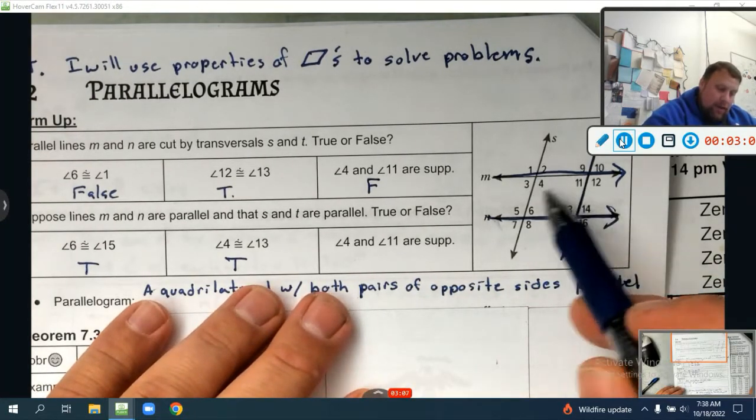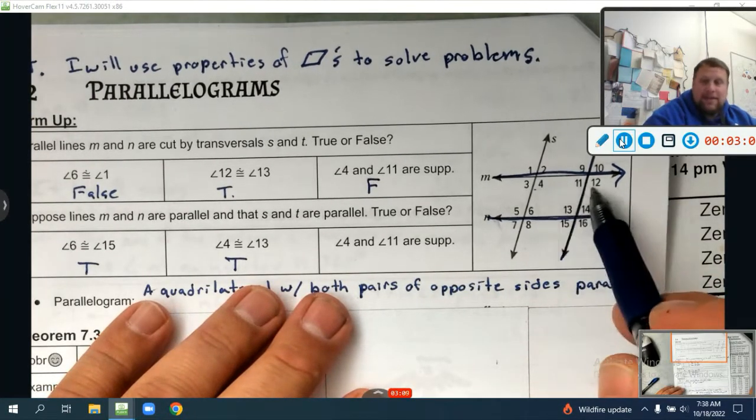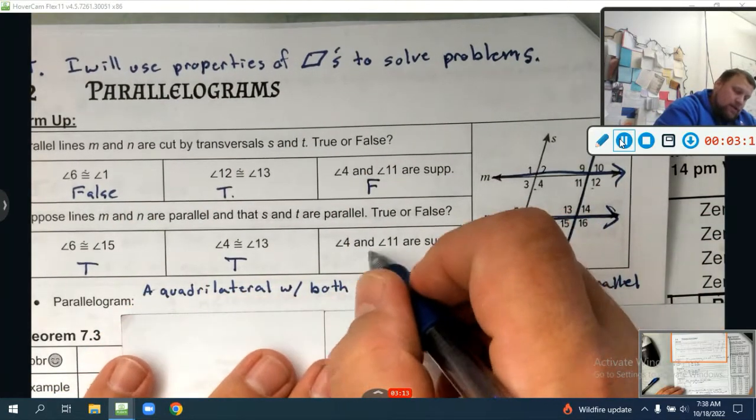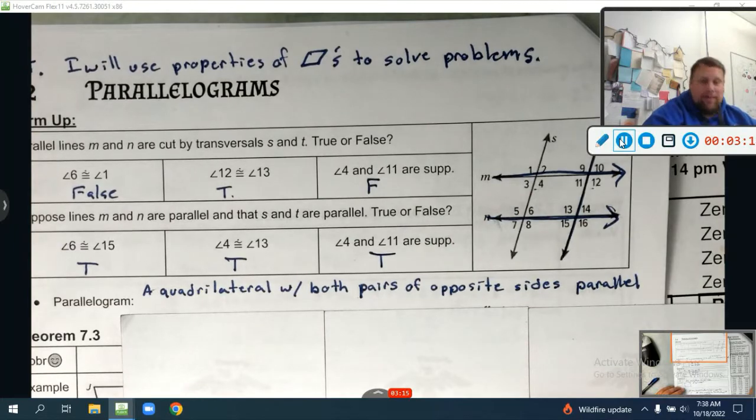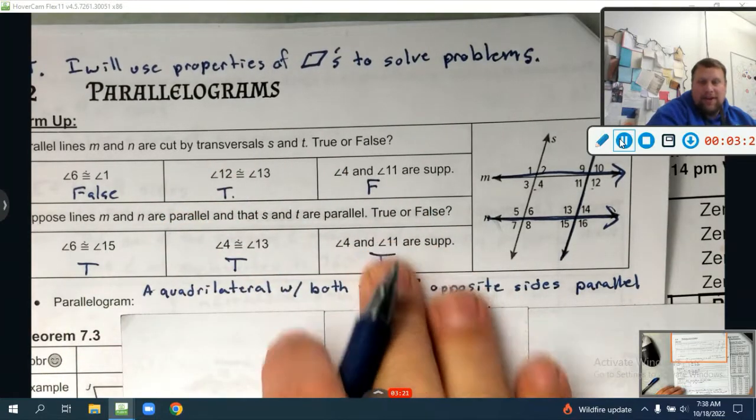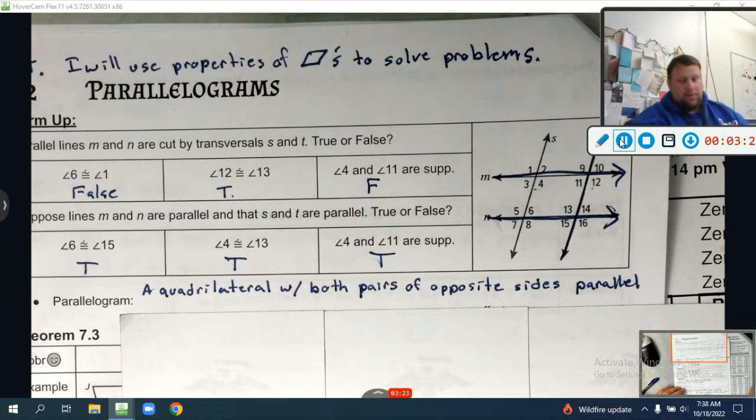Angle 4 and angle 11 are supplementary. Yes, consecutive angles inside of a parallelogram are supplementary, not congruent. This is true. So there we go. Some of this, you wouldn't really know how to answer until we learn what we're about to learn, but that's what we're going to show you.